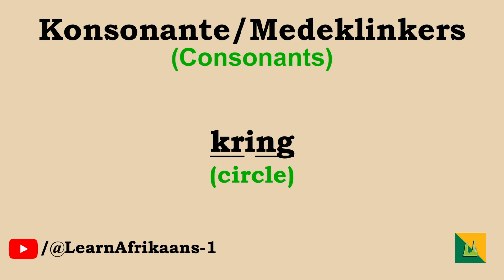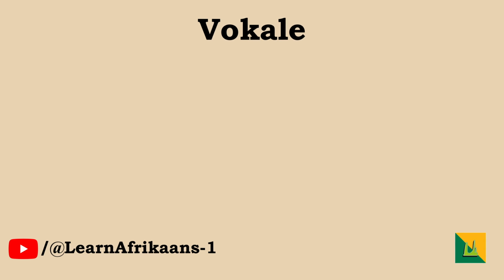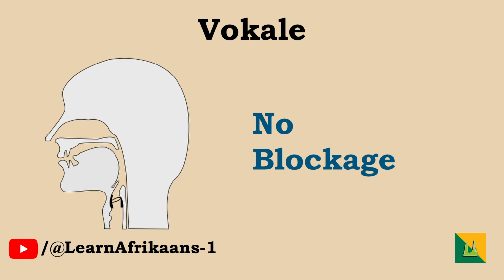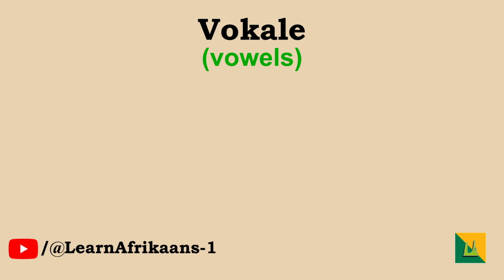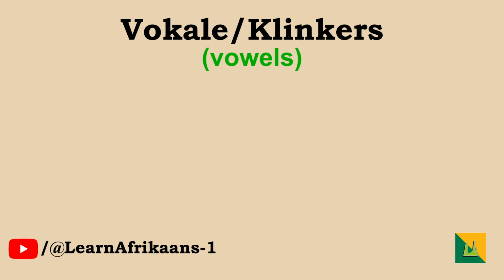The remaining I, however, is not part of the consonante. It is part of the next group known as Vokale. Vokale are defined as sounds that are formed without any blockage in the vocal tract. The letters that represent the vokale are called Klinkers. In English they are called vowels. Vokale, Klinkers, consists of the following letters of the alphabet: A, E, I, O, U.